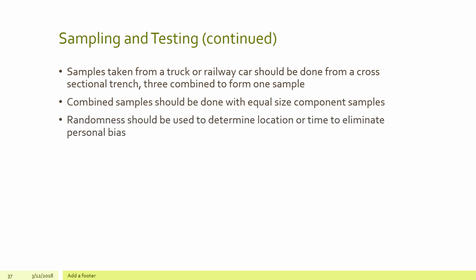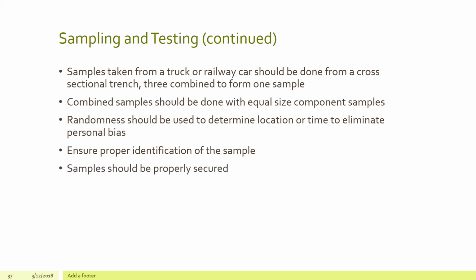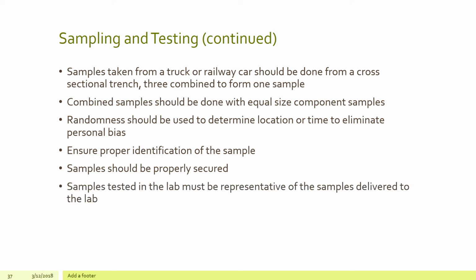Randomness should be used to determine location or time to eliminate personal bias. Ensure proper identification of the sample. Samples should be properly secured. Samples tested in the lab must be representative of the samples delivered to the lab.